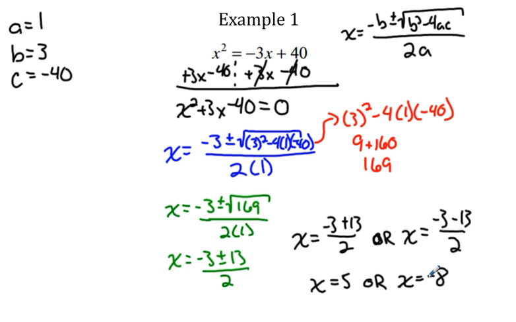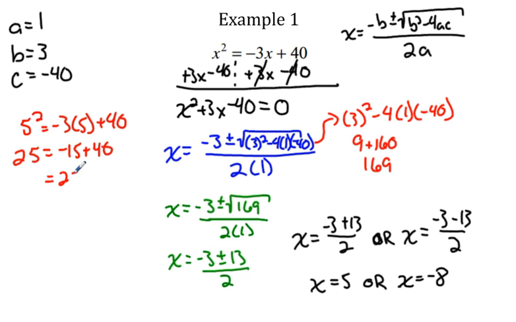Now my final step is to check. I'm going to take these values and plug them back in up here. I'm going to start with the 5. So I've got 5 squared equals negative 3 times 5 plus 40. 5 squared is 25. Negative 3 times 5 is negative 15. Negative 15 plus 40 is 25. So that one works.